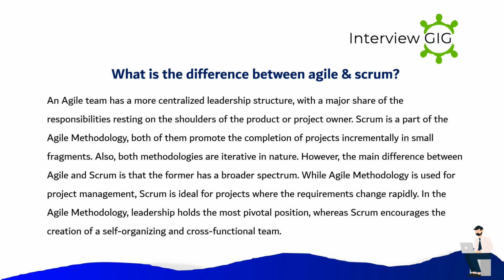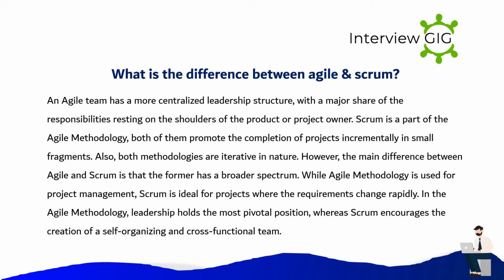What is the difference between Agile and Scrum? An Agile team has a more centralized leadership structure, with a major share of the responsibilities resting on the shoulders of the product or project owner. Scrum is a part of the Agile methodology. Both of them promote the completion of projects incrementally in small fragments. Also, both methodologies are iterative in nature.